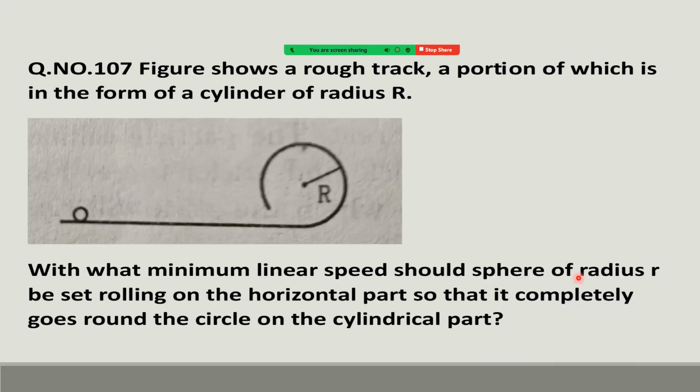Let's see the question given. The figure shows a rough track, a portion of which is in the form of a cylinder of radius R. Diagram is given. With what minimum linear speed should a sphere of radius small r be set rolling on the horizontal part so that it completely goes round the circle on the cylindrical part? Okay, this is a small sphere. This is now the cylindrical shape, and the basic condition is it completely goes around the circle in the cylindrical part.